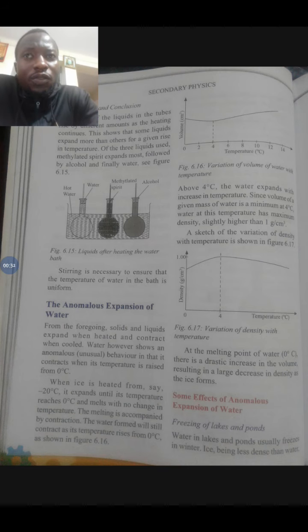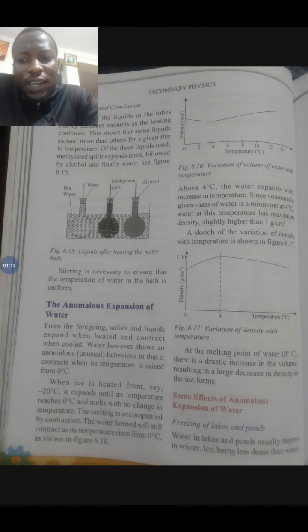Now, during this time, between a temperature of 0 degrees and 4 degrees C, the water contracts when it is heated. Take, for example, if you heat water, the ice, from a temperature of negative 20. From negative 20 to 0, the ice will be increasing in size. At 0 degrees C, that ice will be seen to melt. It changes into water, liquid water, without any change in temperature.